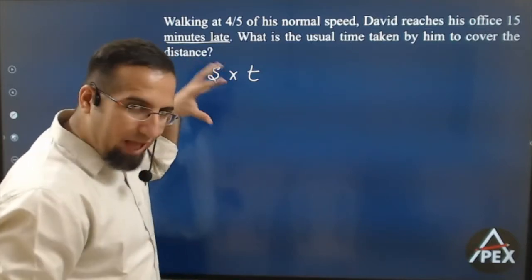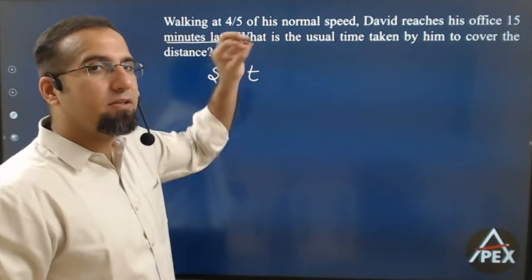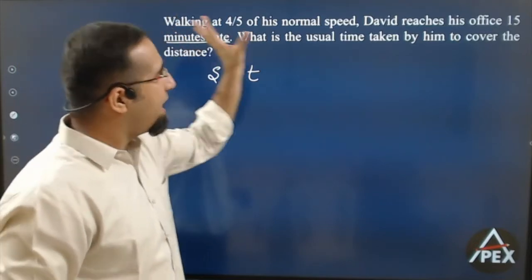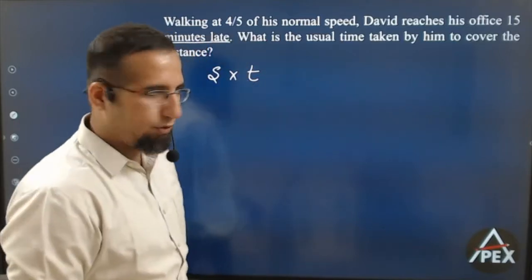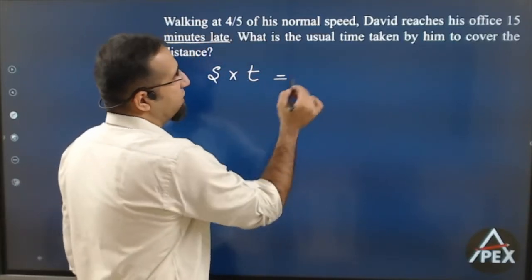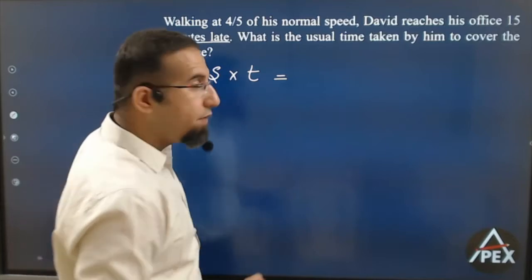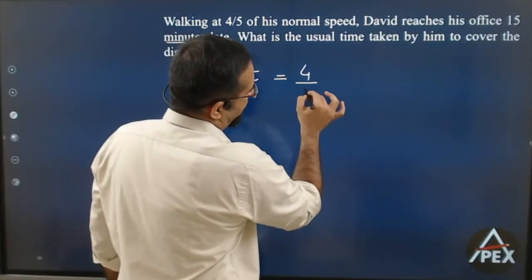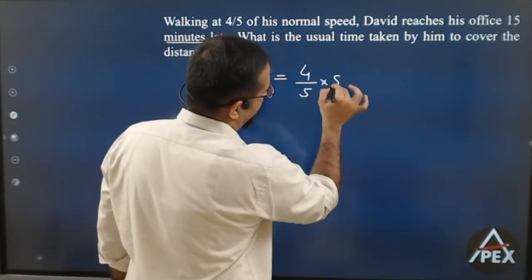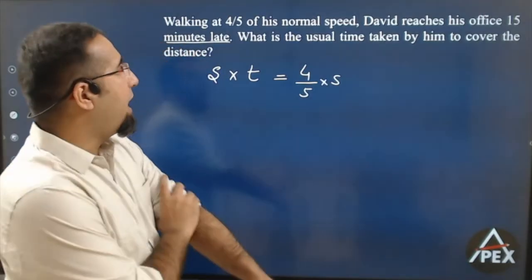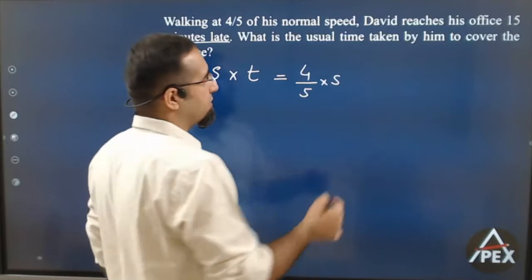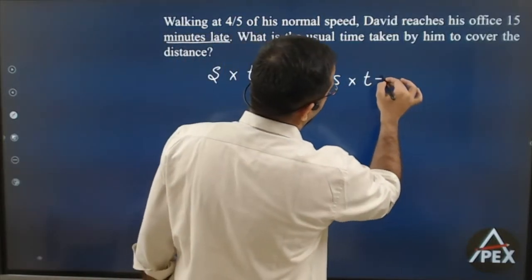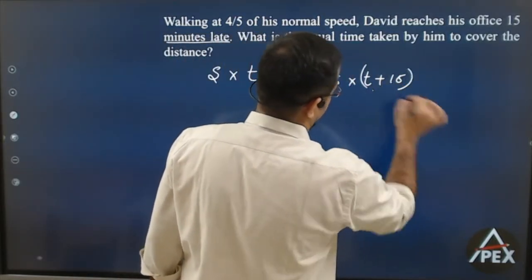Now what happened that day? He is covering the same distance. This is what we need to understand from the question, that every day he is covering the distance from his house to office, right? So the same distance has to be covered at 4/5 of his usual speed. Clear? And he is reaching 15 minutes late. If the usual time taken is t minutes, today he is taking t plus 15 minutes.